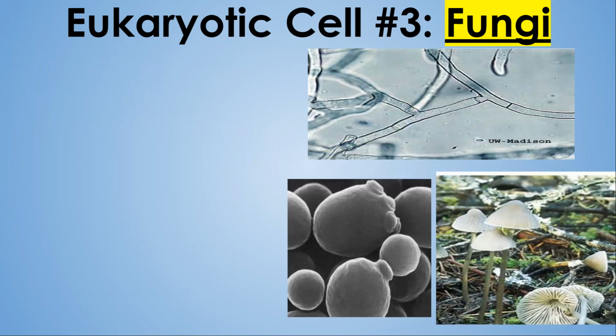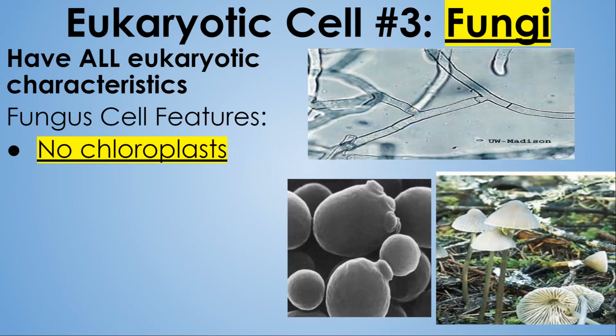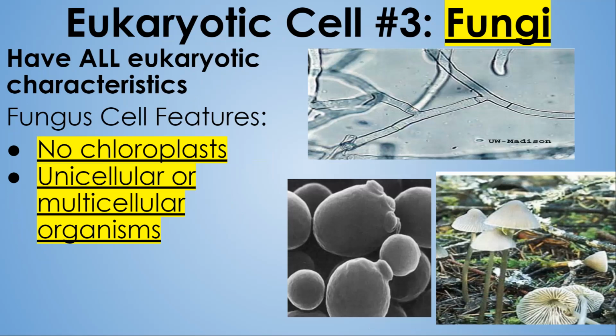Then we look at fungi, another eukaryotic cell. They are going to have all the characteristics of eukaryotic cells, and features of a fungi: no chloroplasts. They do not belong to the plant kingdom, even though they kind of look like plants. They do not have chloroplasts.